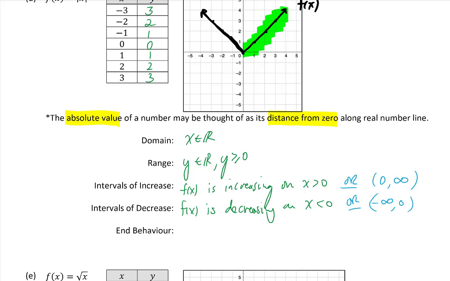End behavior, you can see as x goes to infinity, y goes to infinity. And as x goes to negative infinity, y again goes to infinity. It keeps on going up.